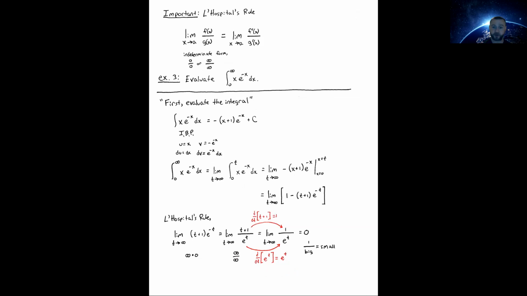All right, that limit at the end there doesn't require anything fancy. It's of the form 1 over a big quantity. And as t approaches infinity, that denominator gets bigger and bigger. So 1 over a big quantity gets small. As t approaches infinity, that expression 1 over e to the t is going to approach 0. It's going to get as small as possible.